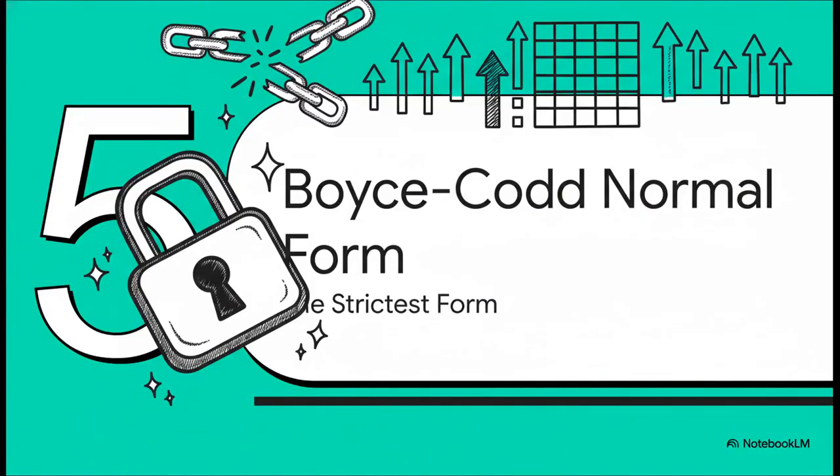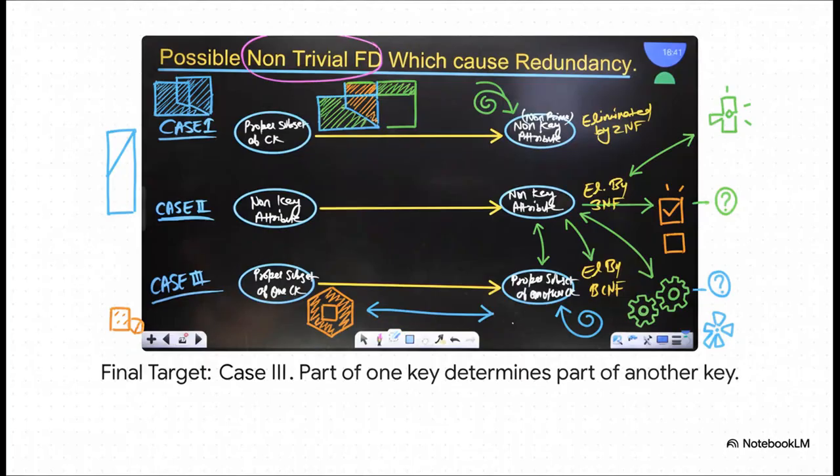We've defeated partial dependencies and transitive dependencies. We're so close to perfect, clean data. But there's one final, even stricter form to get us there. Boyce-Codd Normal Form, or BCNF. Okay, this is it, our final target, case 3.